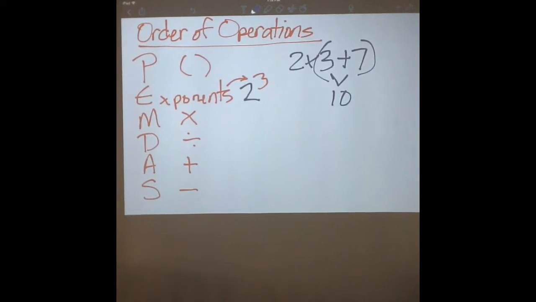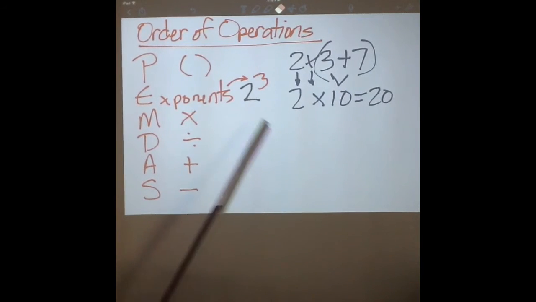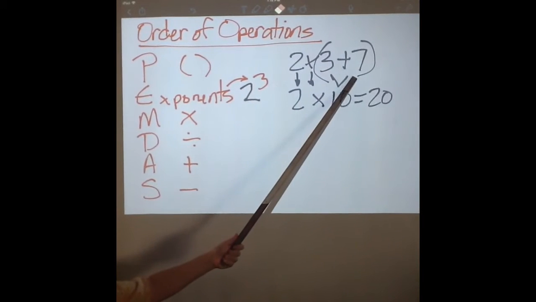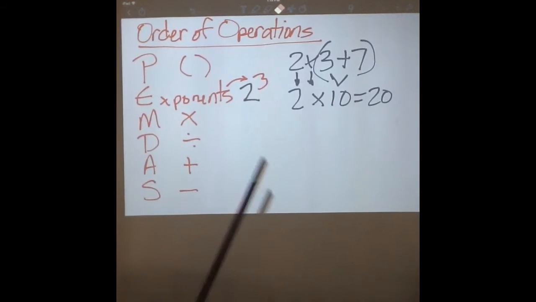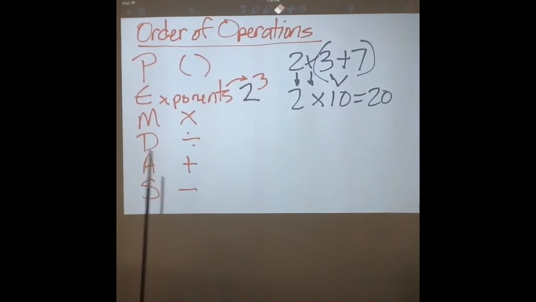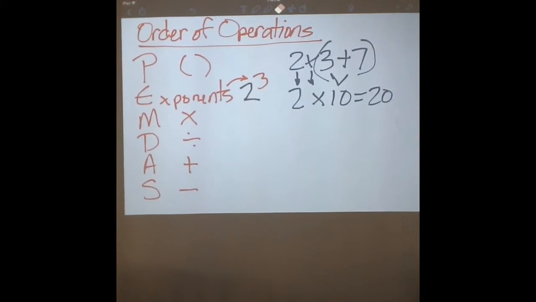Then what do we do? We bring down our multiplication sign, bring down our 2. What's our answer? 20. Good job. Do you all see that? Now, that's what you do when you have the parentheses. You do the parentheses first. You do what's in the parentheses. Everybody say it. Do the parentheses first. Okay? All right. So that's the first thing to do.